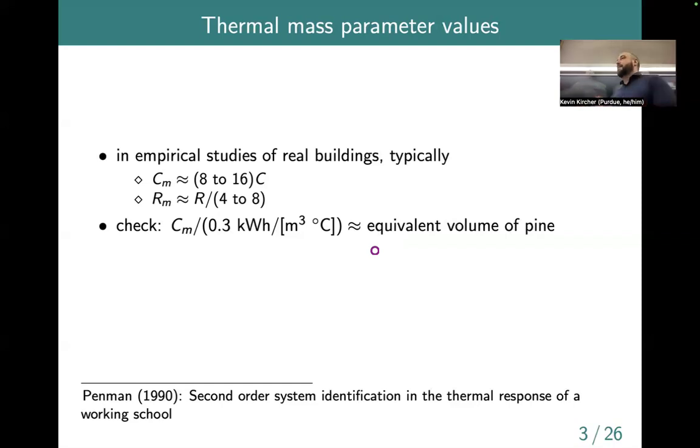Not that all the thermal mass inside of a building is pine. In this building, everything's made out of cinder blocks. So I guess concrete would be a better thing to use. But you could do something similar by looking at physical properties of concrete.